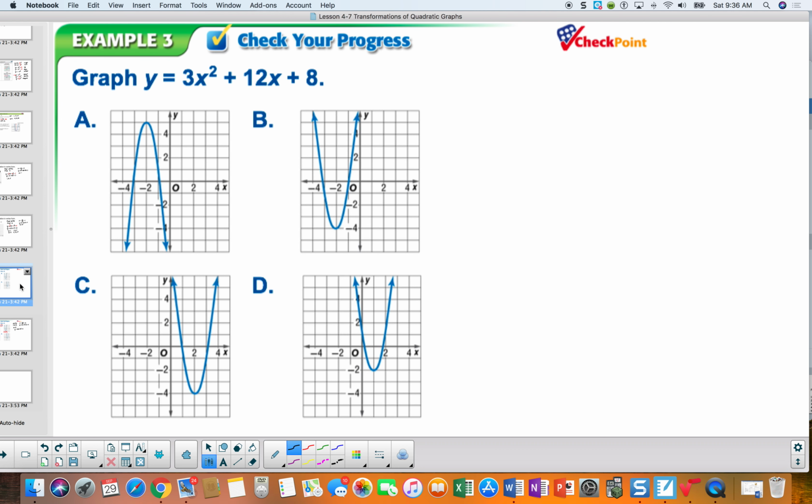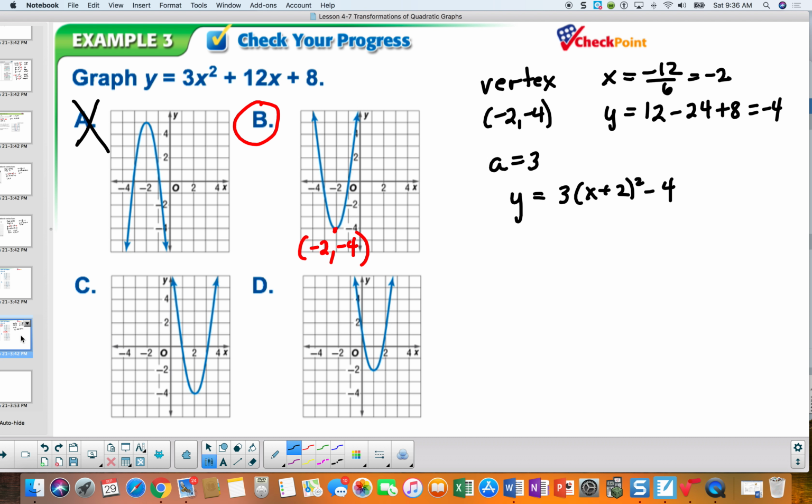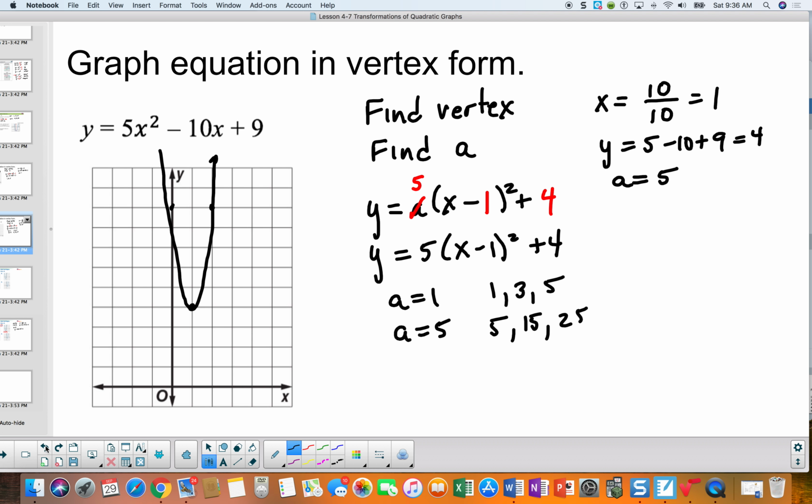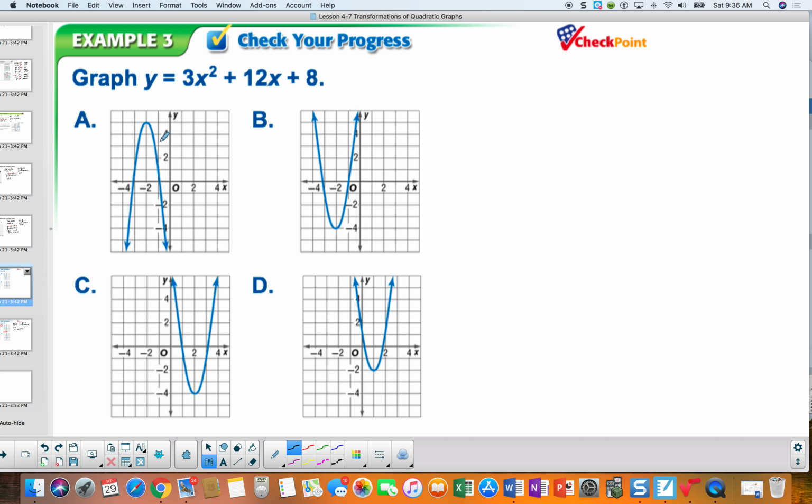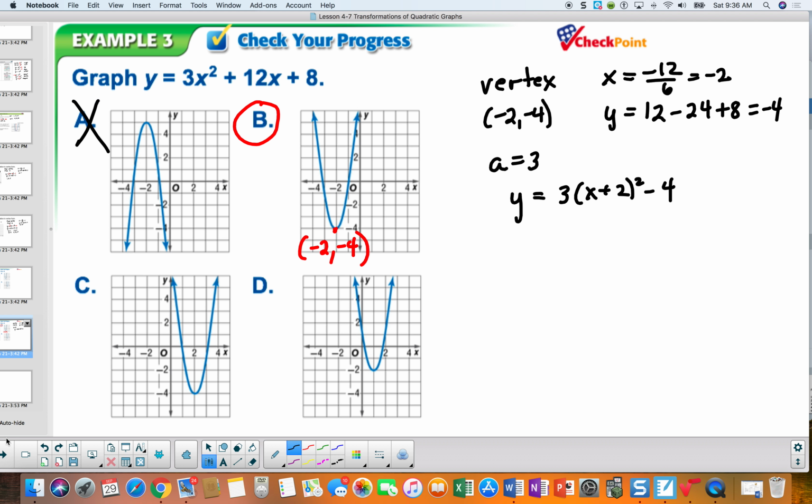Pause. Let's see what you can do. And here is the answer. One of the first answers I crossed out was this one, the one going down. And the reason I did that was because there was no negative here. And then I went ahead and just found my vertex. My vertex was (-2, -4), and there was only one graph with a vertex of (-2, -4).